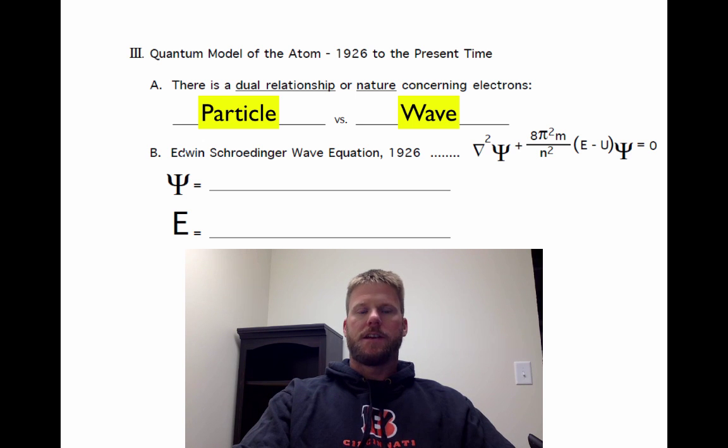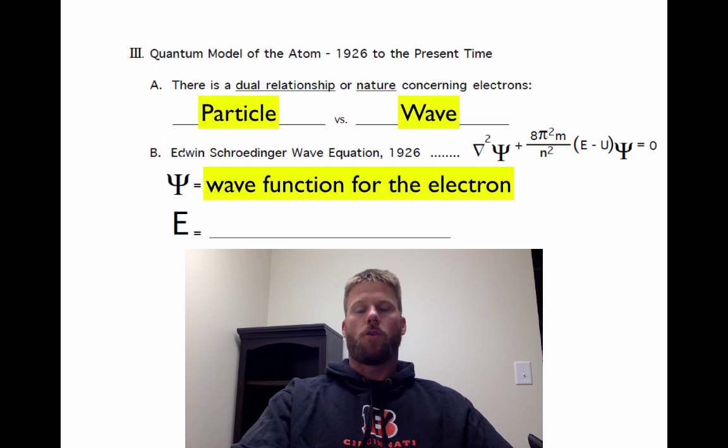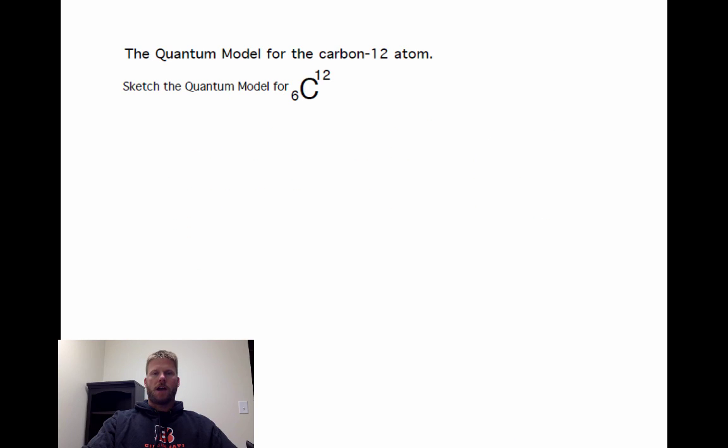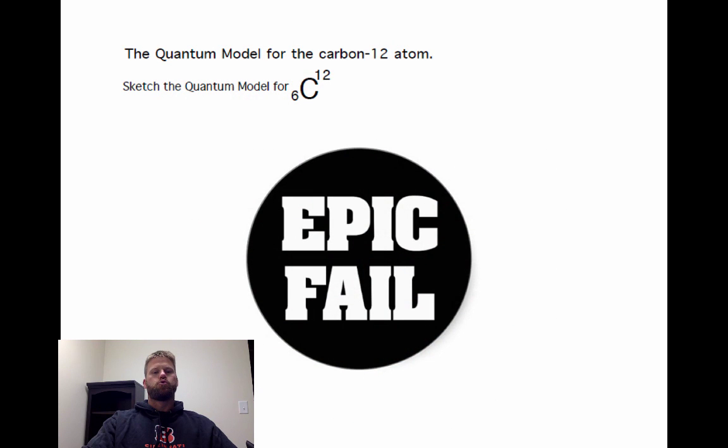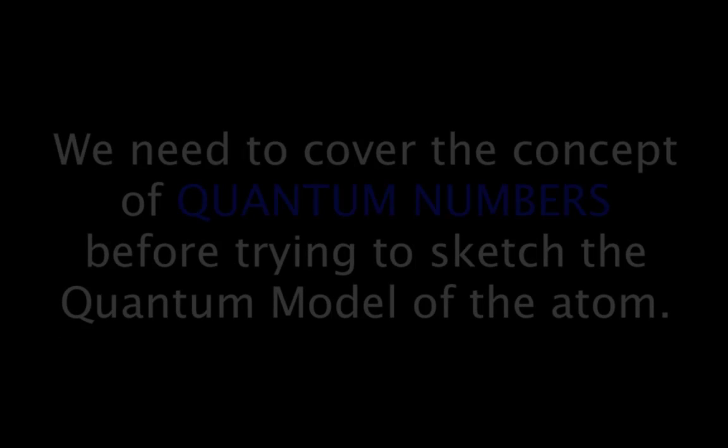There's a scientist named Edwin Schrödinger who developed the wave equation for an atom. There it is right there, big, nasty, and ugly. The symbol here stands for the wave function of the electron, and capital E stands for the energy of an electron. Let's try to sketch the quantum model for carbon-12. So it would look something like... epic fail.